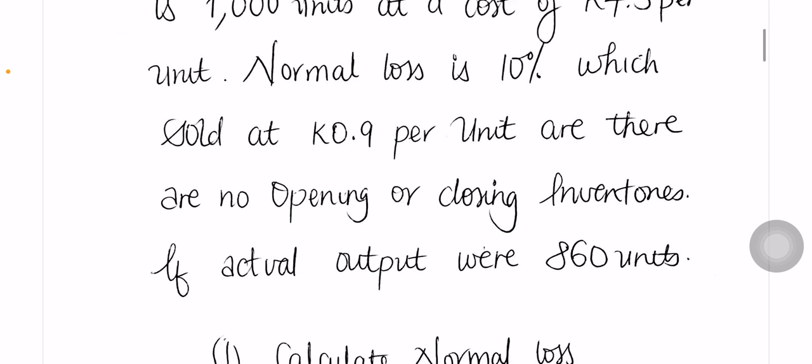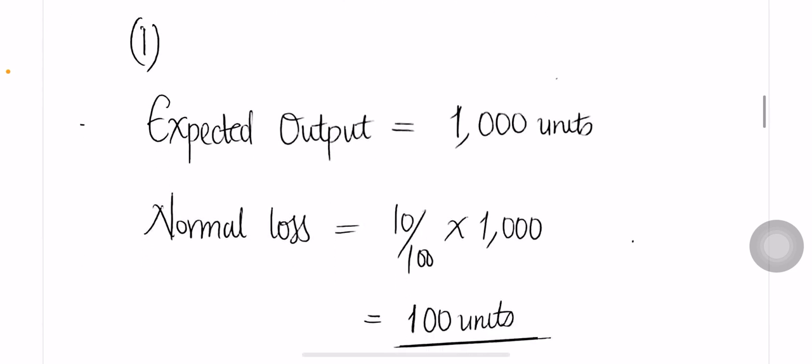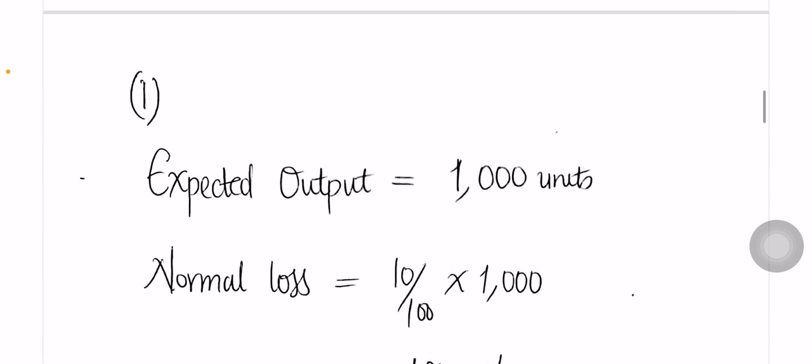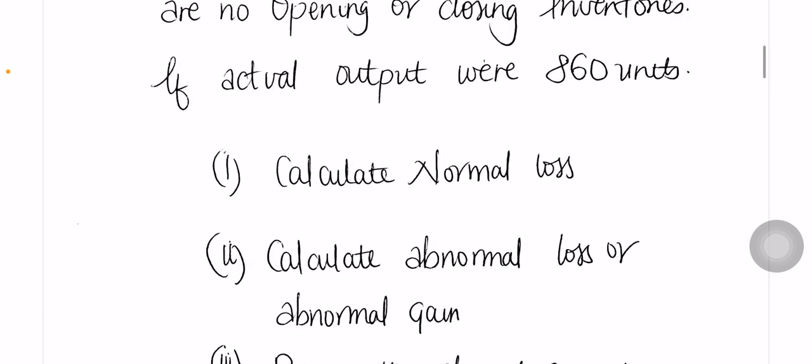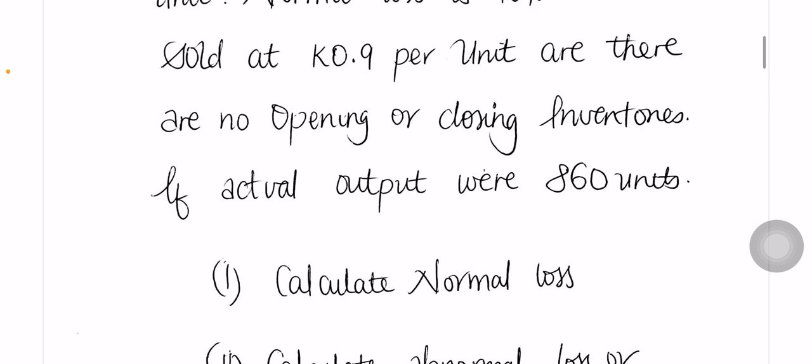Ignoring any loss, we expect to produce 1,000 units as well. Okay, so the next thing is the normal loss. Normal loss is 10%. At the beginning, there were 1,000 units sent. At the end, they expect to lose 10%. So the normal loss is 100 units. Okay, but let's look at the question. How many units did they actually produce? Here it says if actual output were 860 units.